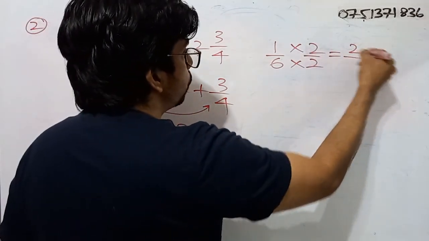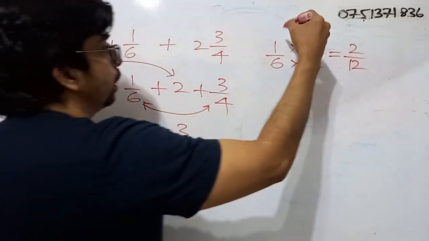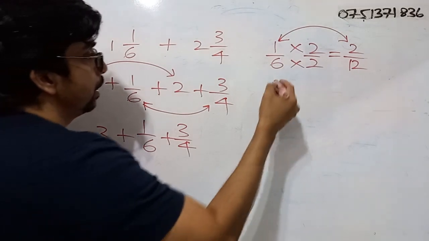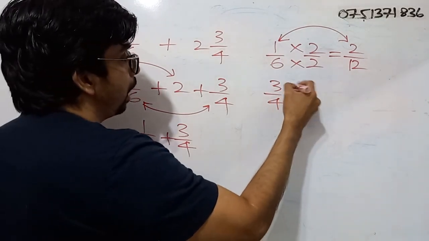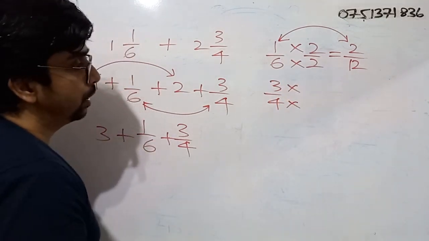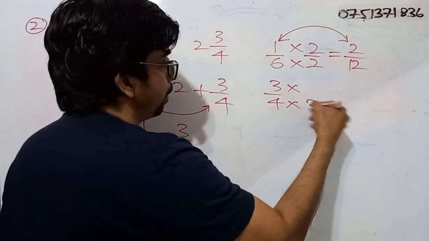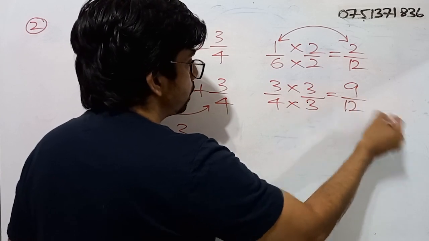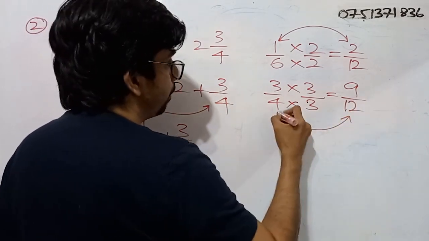So 1 by 6, I have to multiply both denominator and the numerator by 2. 1 into 2, that is 2. 6 into 2, that is 12. Now these two fractions are what? Equivalent fractions. 3 by 4, I will have to multiply both denominator and the numerator by 3. 3 into 3 that is 9, 4 into 3 that is 12. Now these two fractions are what?